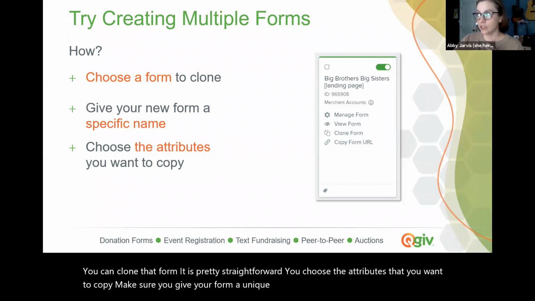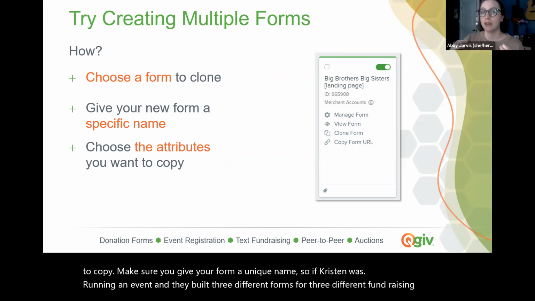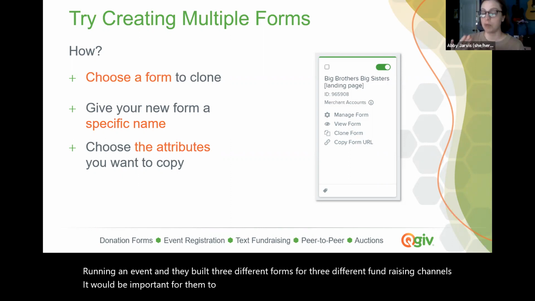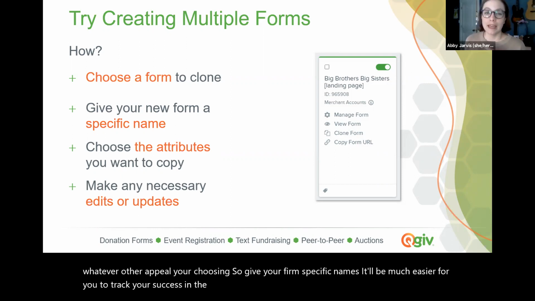So if Kristen was running an event and they built 3 different forms for 3 different fundraising channels, it would be important for them to name one, maybe Facebook appeal, email appeal, and whatever other appeal you're choosing. So give your form specific names. It'll be much easier for you to track your success in the future. And then make any necessary updates or edits.